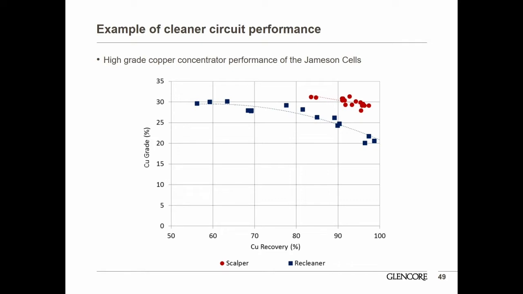In this case, the plant tends to operate this cell at between 70 and 80% recovery at 25 to 30% concentrate grade. However, the recleaner Jameson cell, just like any other cell, can be operated at any point on this curve. This circuit achieves between 27 and 30% concentrate grade at a cleaner circuit recovery in excess of 98%.